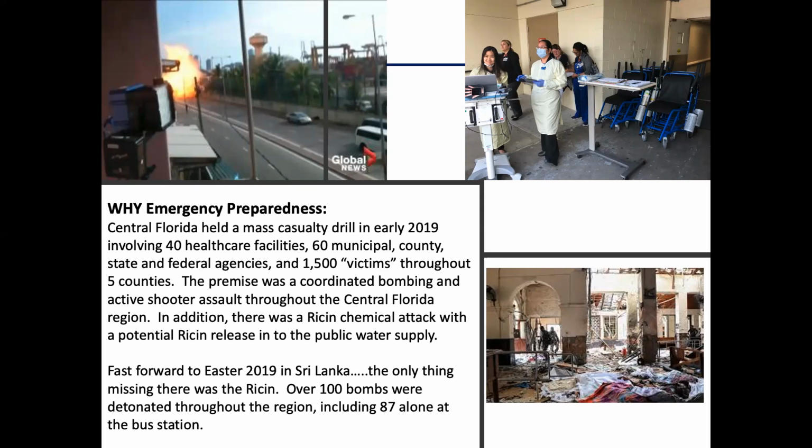Well, fast forward to Easter of last year. Again, we're out of the news. It didn't happen in our backyard. But all of a sudden we had several hundred dead, several thousand wounded. We had over 100 bombs detonated throughout the region, including 87 alone at the bus station. And the next thing you know, an event like we practiced for actually did happen somewhere.